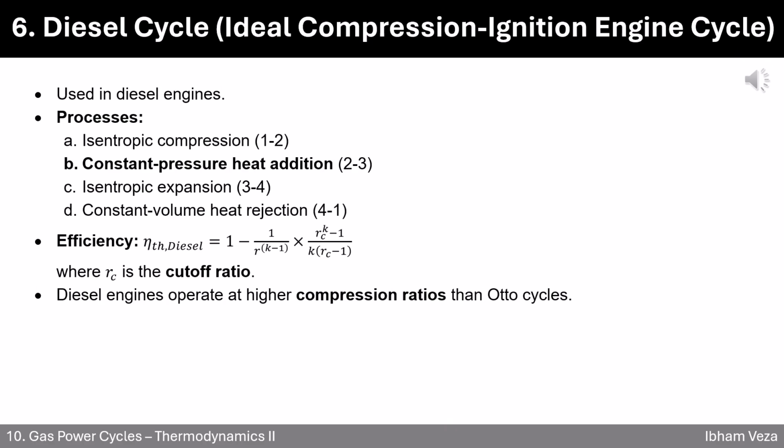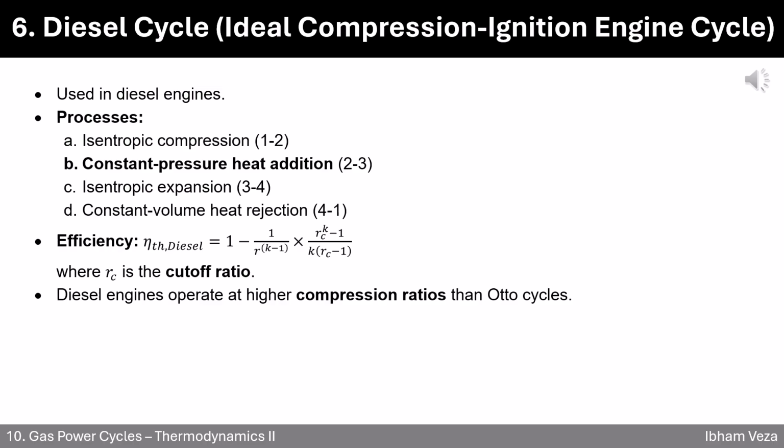6. Diesel cycle, which is the foundation for diesel engines, used in trucks, buses, and some cars. Just like the Otto cycle, it has 4 steps, but there's one key difference. Instead of heat being added at constant volume, diesel engines add heat at constant pressure. So after isentropic compression, fuel is injected and burns while the piston is still moving, keeping the pressure nearly constant. Then it expands isentropically, doing useful work, followed by constant volume heat rejection.